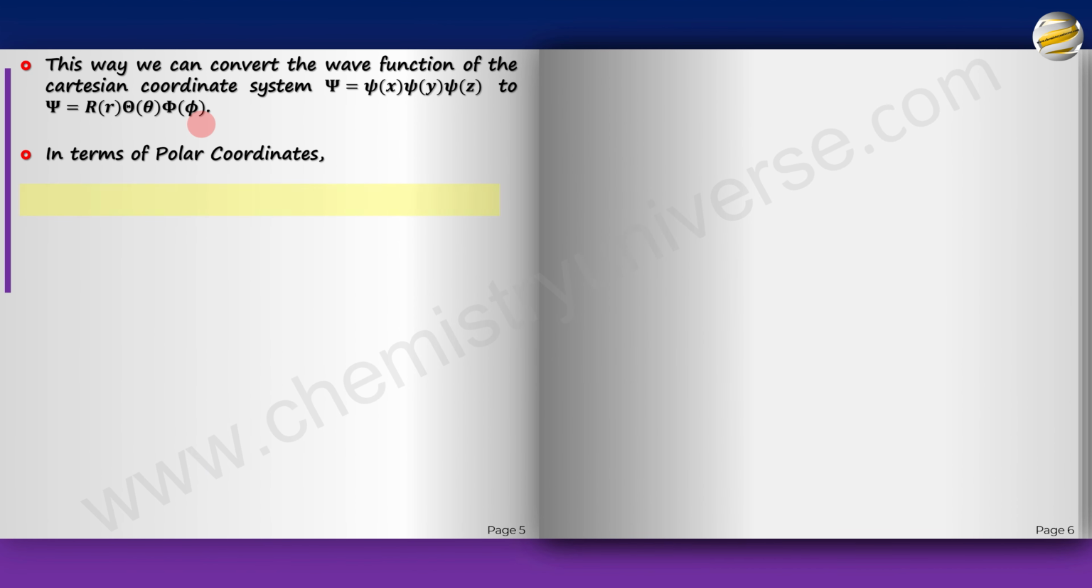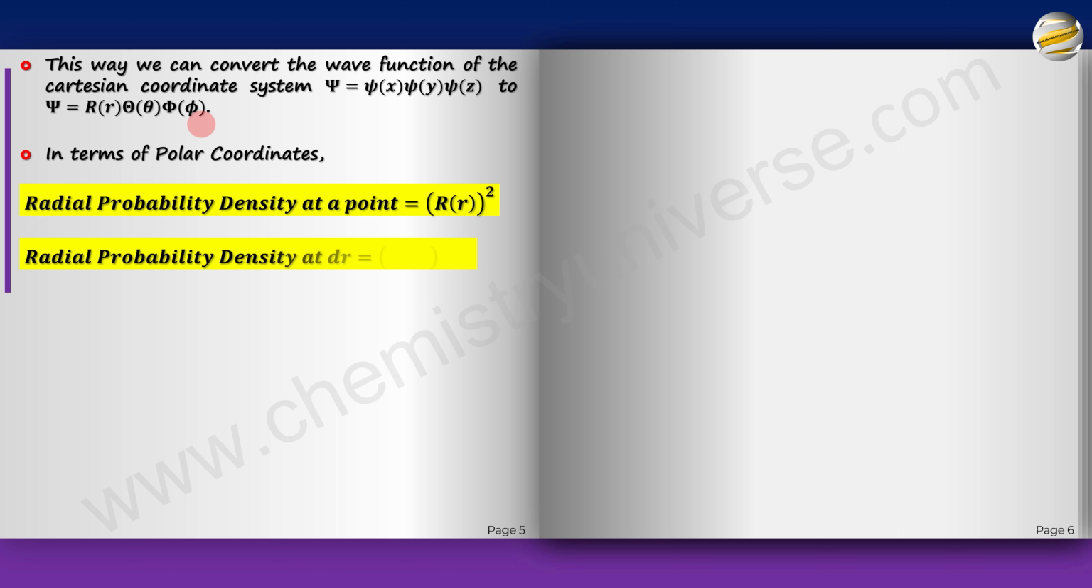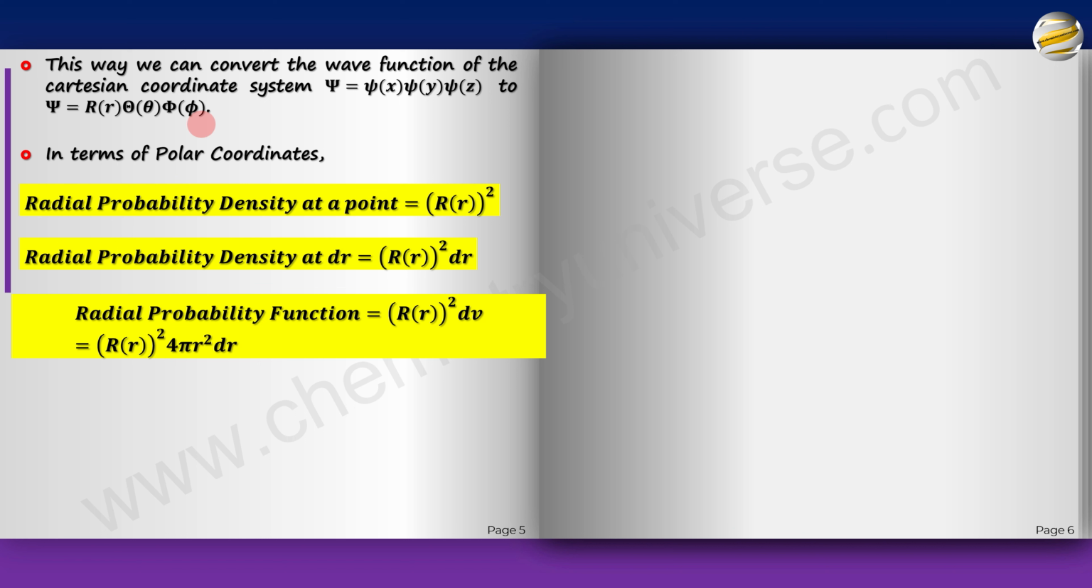So the radial probability density at a point, instead of psi square, becomes R(r) square. And since it is radial, it will only contain the r terms. The radial probability density at dr would be R(r) square dr. The radial probability function of a thin spherical shell will be R(r) square dv, which is R(r) square 4 pi r square dr. And the radial probability distribution, which is per unit length thickness, will be R(r) square 4 pi r square. Now with that done, let's look at quantum numbers.